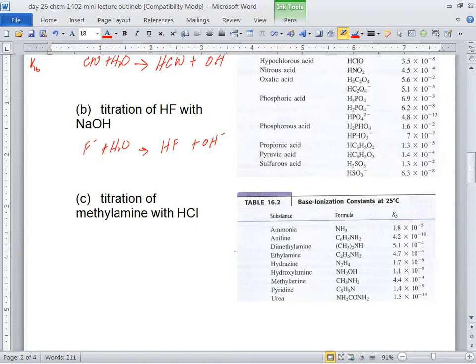Without even knowing what methylamine is, it's got to be a Ka or a Kb reaction. It has to be a Ka because you're titrating with an acid. So whatever answer you give, it's got to be a Ka reaction. So Connor, Enrique gave you a hint. What Ka reaction is it going to be? Keep going. CH3NH2 is methylamine.